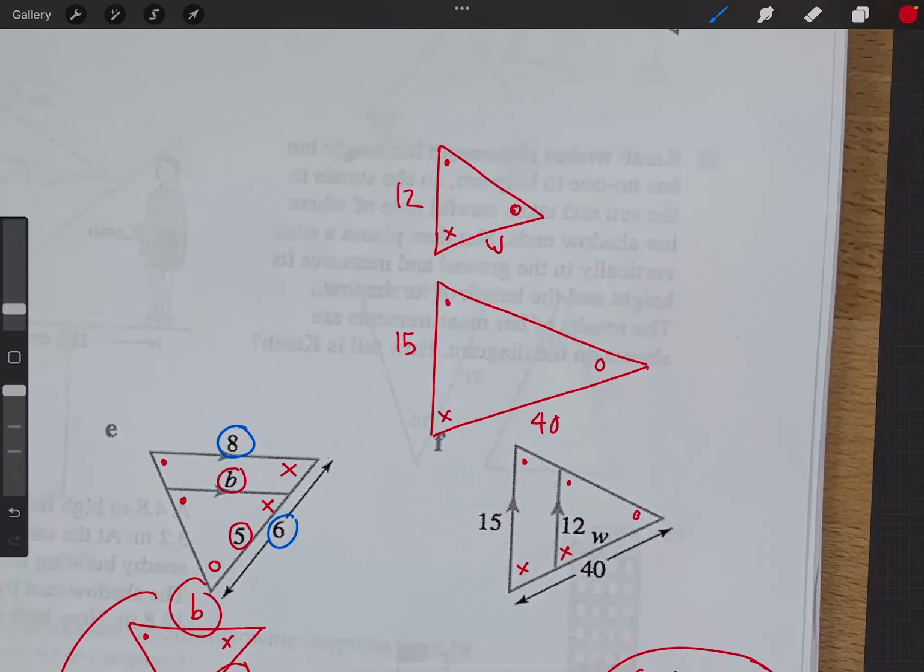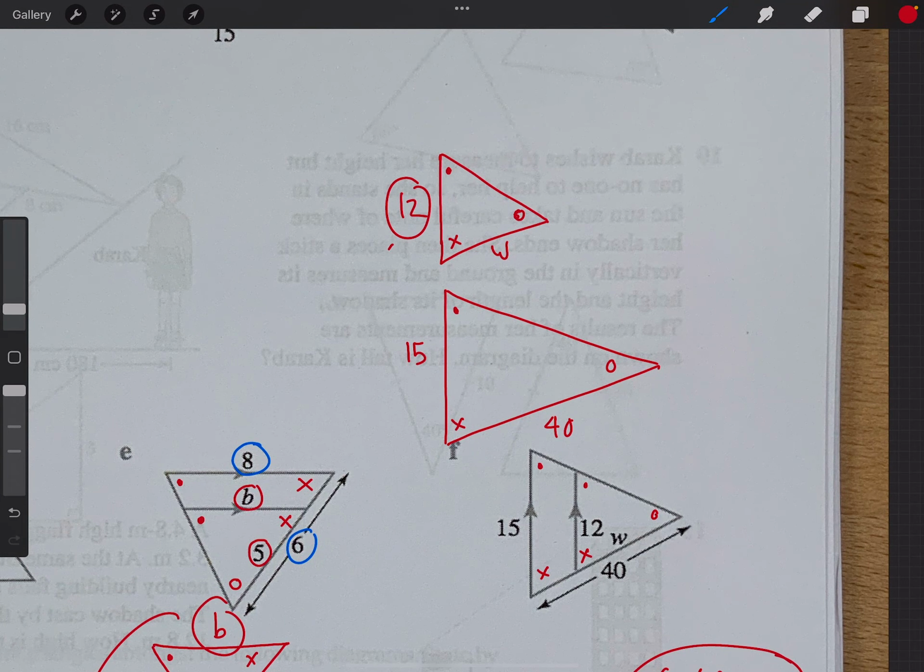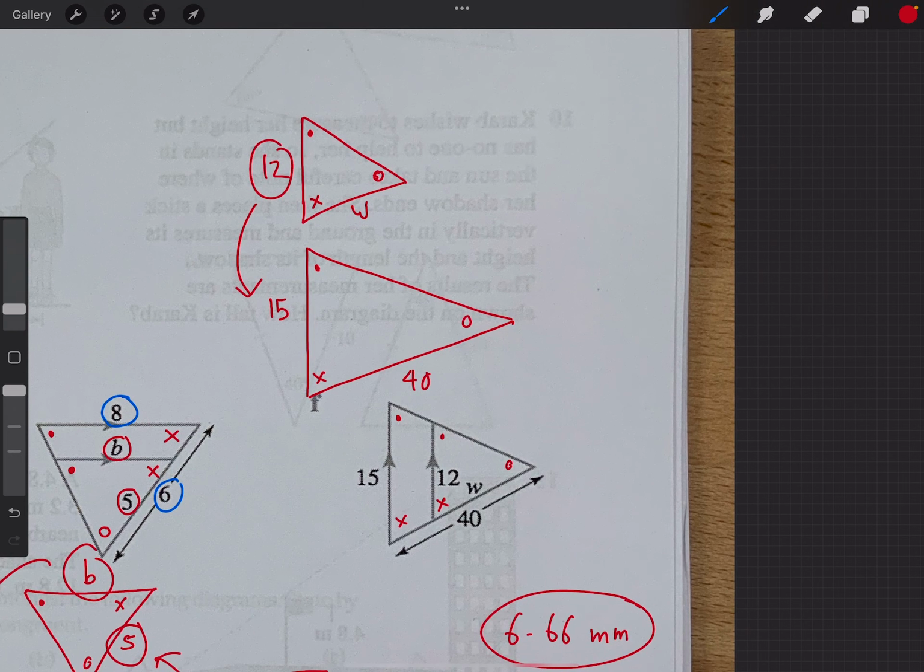Okay, so let's see. From 12 to 15, what are we going to do? We can say 12 times x is equal to 15. So therefore x is equal to, divide both sides by 12, x is equal to 15 divided by 12. Let's simplify this. The top and bottom can be divisible by 3, so I can divide them by 3 and say that's going to be 5 over 4. So the scale factor is 5 over 4.